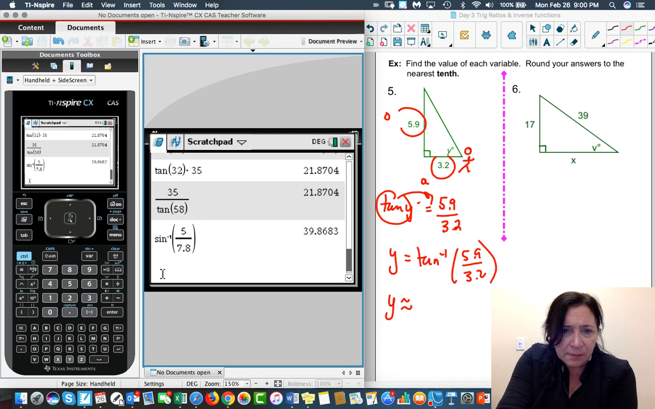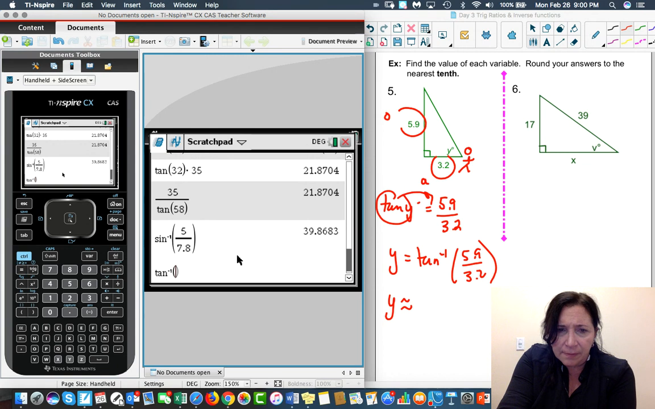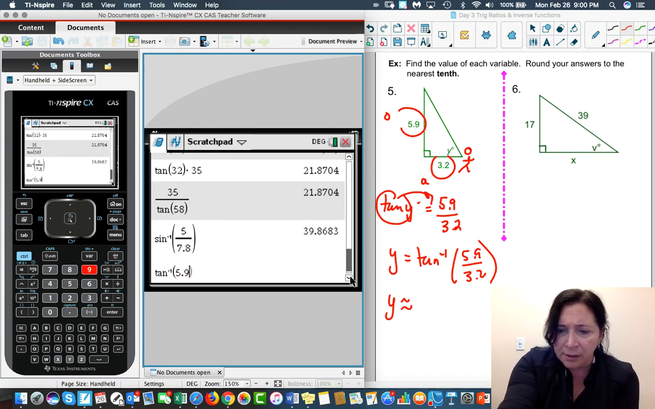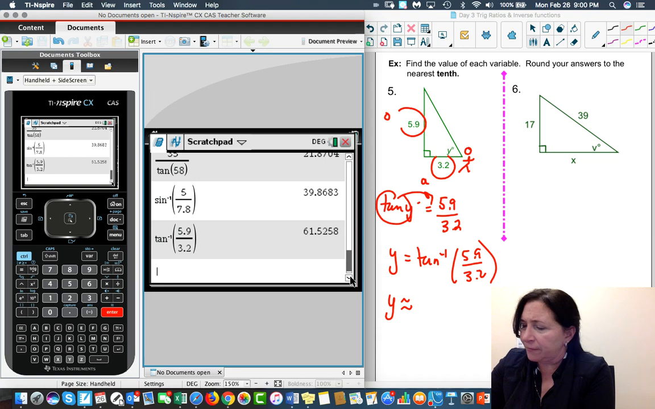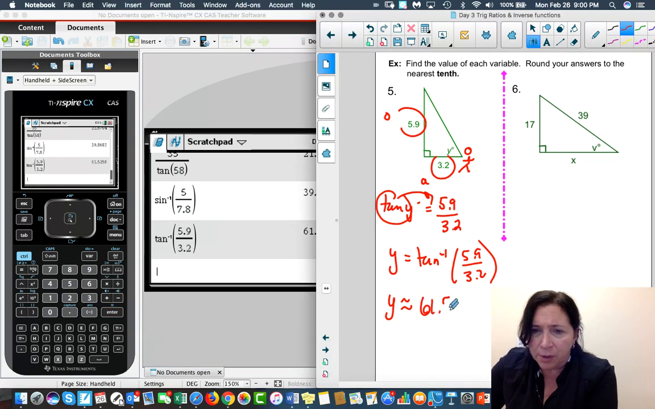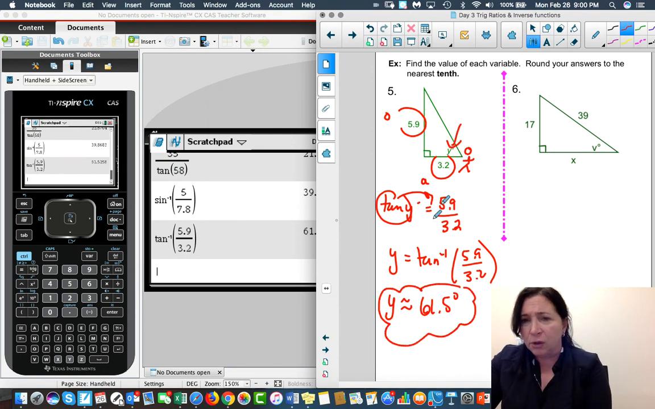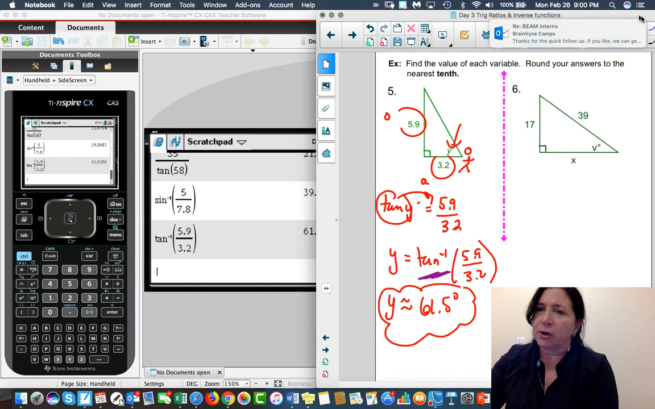Arc tangent. So I'm going to go trig, arc tangent, here it is. Arc tangent of 5.9 divided by 3.2, enter. And so that's 61.5 degrees. So again, 61.5 degrees. And keep in mind, we're trying to find the angle. So if you're trying to find an angle, you have to use arc sine, arc tangent, or arc cosine.